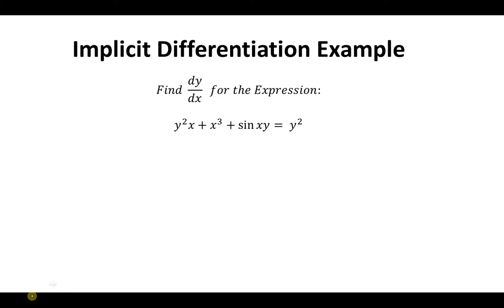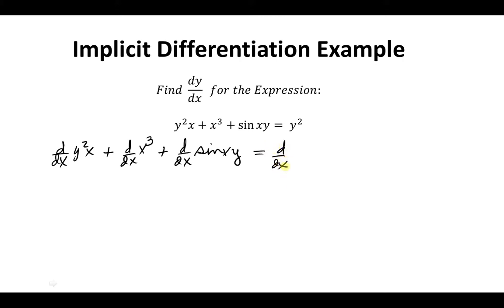So let's do some more examples. Let's find dy dx for the expression y squared x plus x cubed plus sine of xy equal y squared. So we're going to follow the process. We're going to take d dx of both sides. So that's d dx of y squared x plus d dx of x cubed plus d dx of sine of xy equal d dx of y squared.